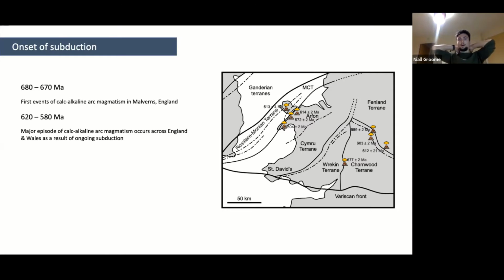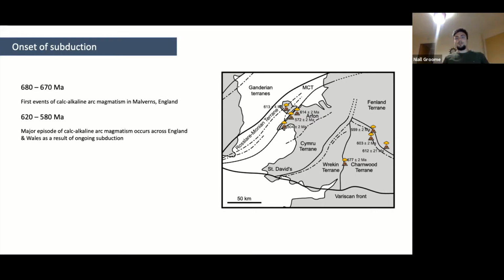And we're getting arc-related magmatism as a result of that. And a major episode of this calc-alkaline arc magmatism occurs across England and Wales about 620 to 580 million years ago, which is when subduction really seems to start ramping up.